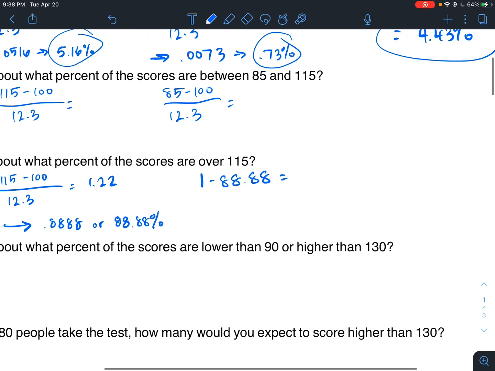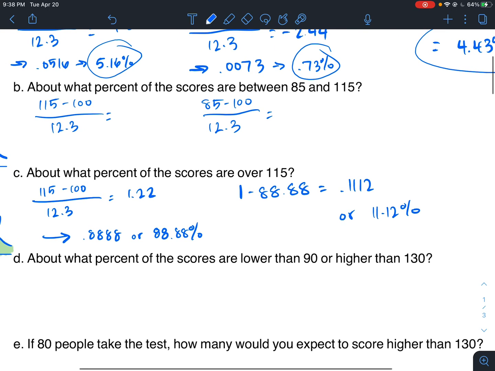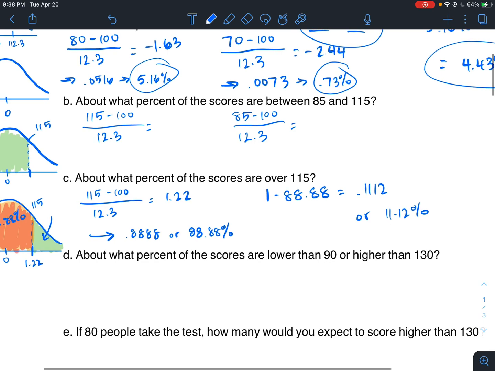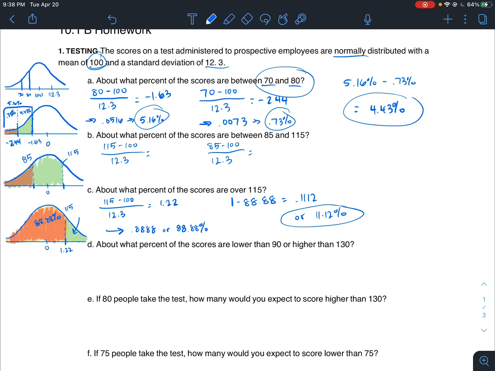So that's equal to 0.1112, or 11.12%. So that is the percentage of scores over 115. That's how you find the probability greater than a z-value. You have to take 1 and subtract away the area to the left.